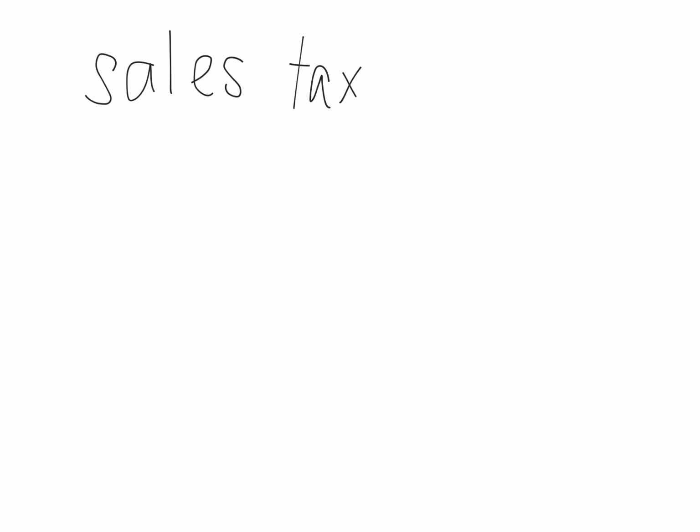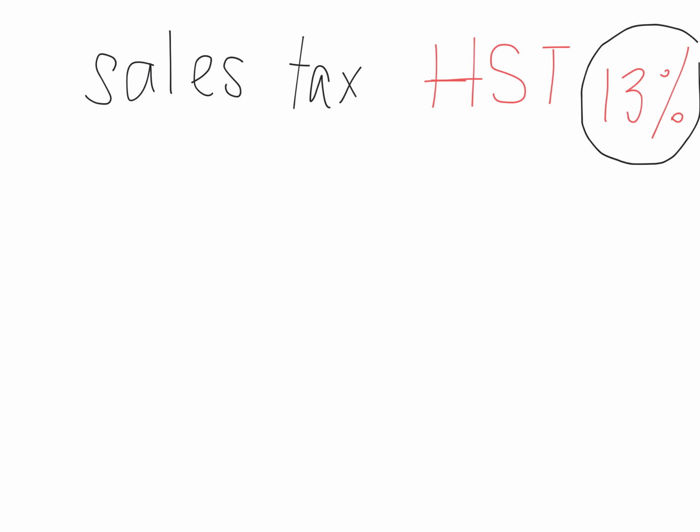Okay, so sales tax in Ontario, because it's different in every province. Now it's called HST, which stands for Harmonized Sales Tax, and it's 13%. When you buy something, most items, you have to pay a tax on top of it. So the government gets 13% of whatever you're paying.